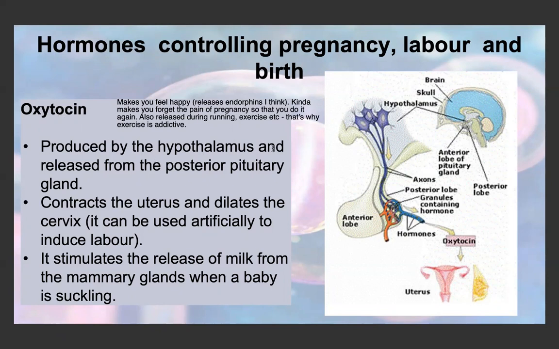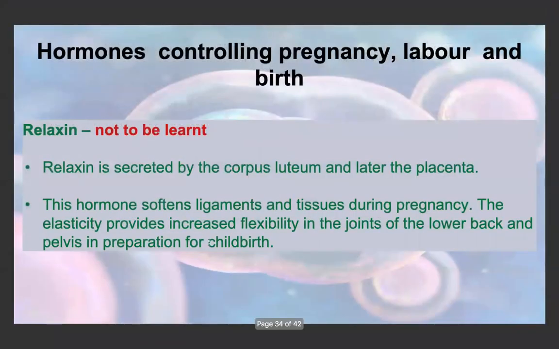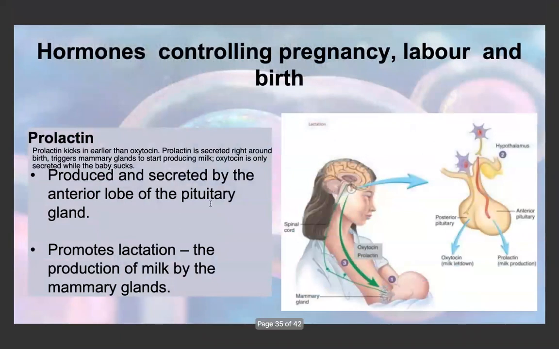Oxytocin is produced by the hypothalamus in the brain and released by the posterior pituitary gland. It causes contraction of the uterus and dilation, so expansion of the cervix, so it can be used to induce labor. It stimulates the release of milk from the mammary glands when a baby is suckling. You don't have to stress about relaxin.